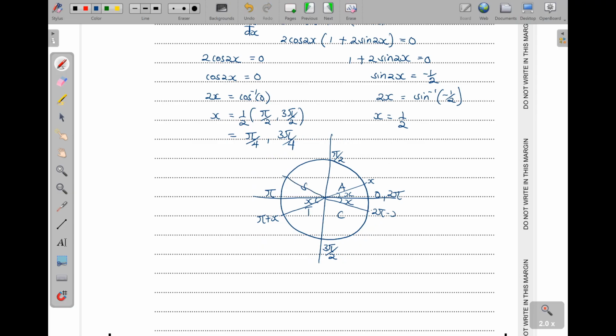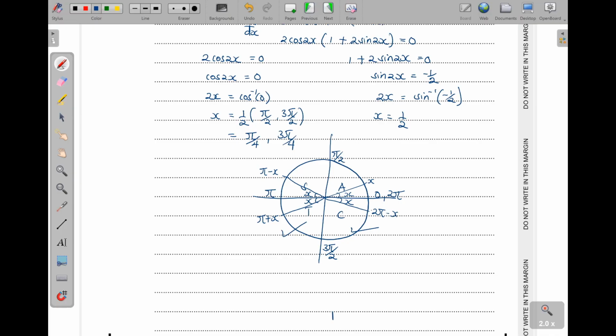Then also this other one here, it will be x here, that means we shall have pi minus x here, okay? If you move from here up to there. All right, then sine is negative here and here. Sine is negative in the third quadrant and fourth quadrant.